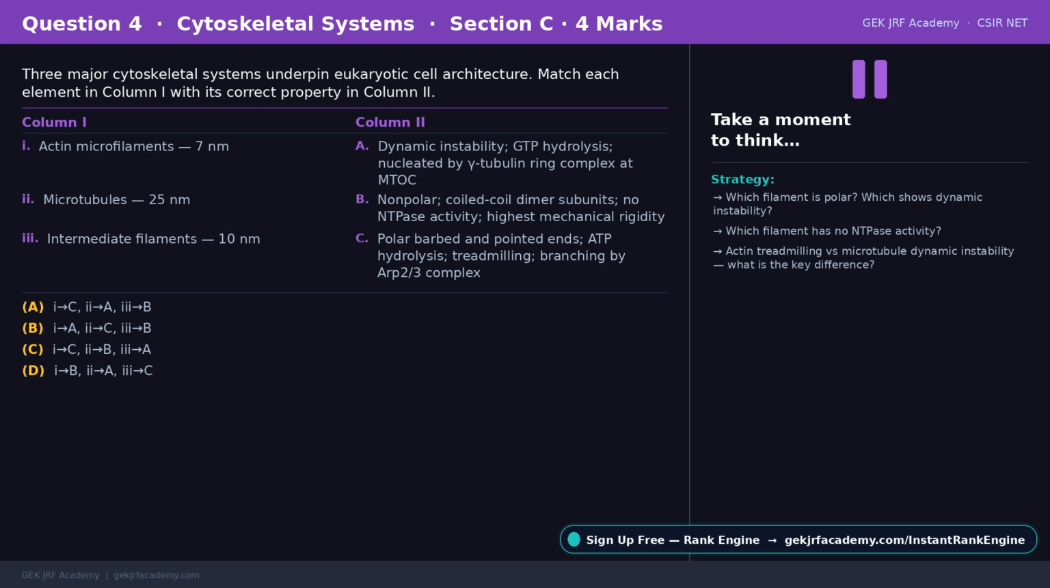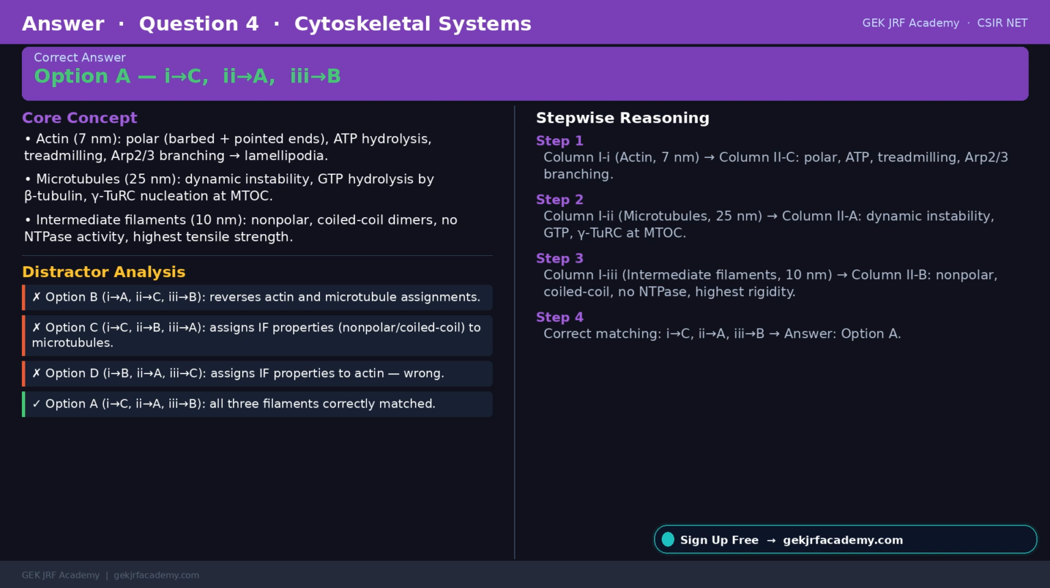Option A. I with C. II with A. III with B. Option B. I with A. II with C. III with B. Option C. I with C. II with B. III with A. Option D. I with B. II with A. III with C. The correct answer is option A.